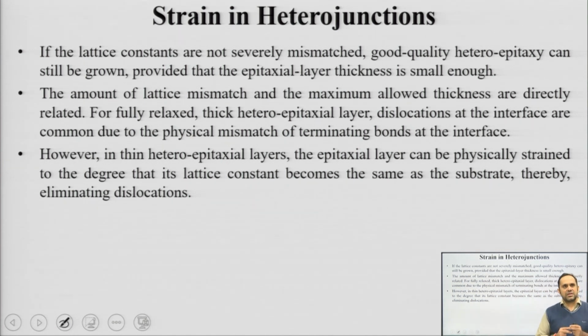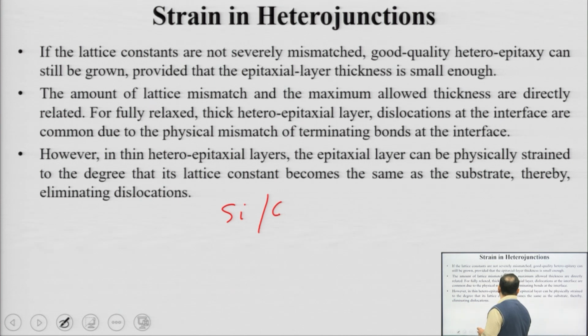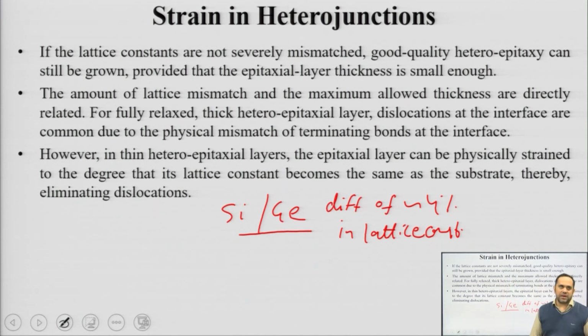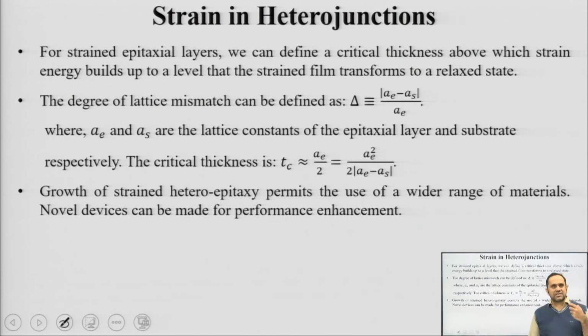In thin heteroepitaxial layers, the epitaxial layer can be physically strained to the degree that the lattice constant matches exactly to the substrate. Okay. So, for example, if you have silicon and germanium, these two have a difference of nearly 4% in lattice constant. Okay. The lattice constants of germanium and silicon differ by 4%. Whenever you deposit thin silicon on germanium, silicon will try to expand because its lattice constant is lesser than that of germanium. It produces tensile stress, or tensile strain, right. This strain alters the energy band diagram, right. Provided that the thickness is lower than the critical thickness, okay. Above critical thickness, the strain is going to become 0 and you are going to have full relaxation, okay, and we do not want that.